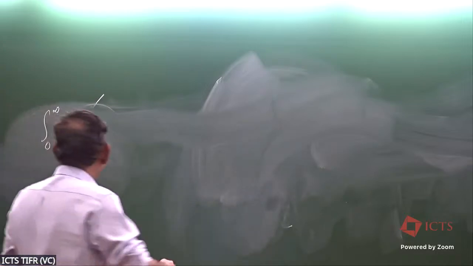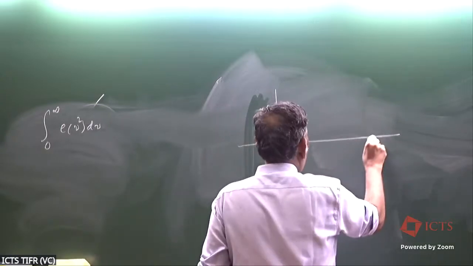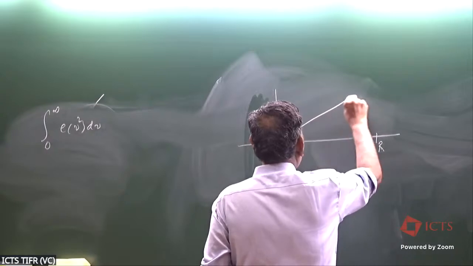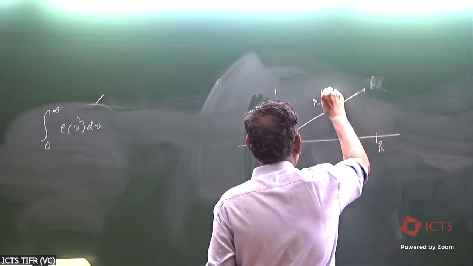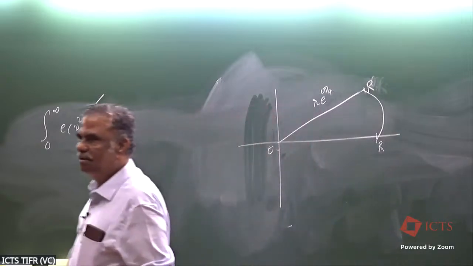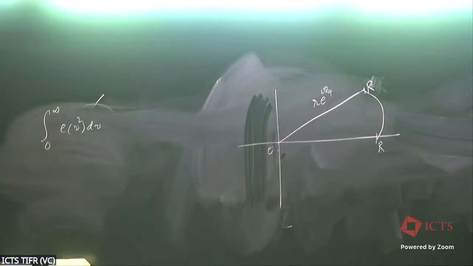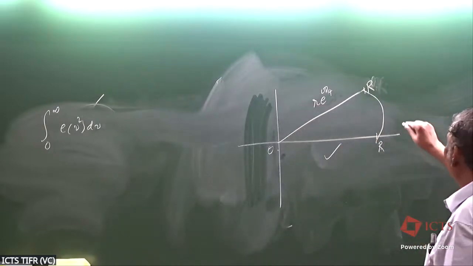Therefore, what you will do is take an arc, which is the line r e power i pi by 4 going up to capital R, and then take the arc. I am taking the circle of radius R, and then I have this real line, and then I take the line e power i pi by 4. Is it okay? And then I have this. Therefore, this is the integral which I want. And I would say that this integral gives you nothing.